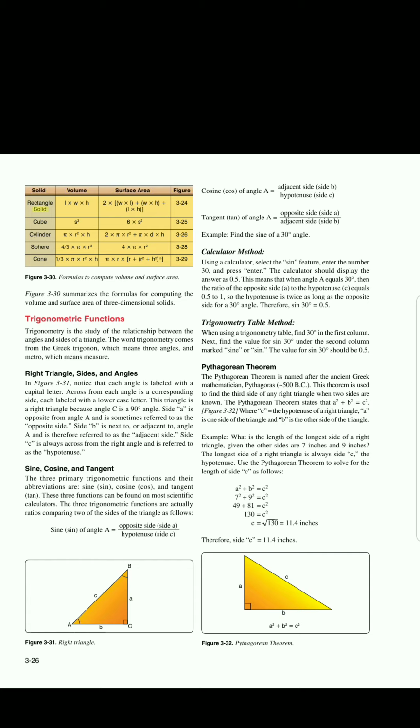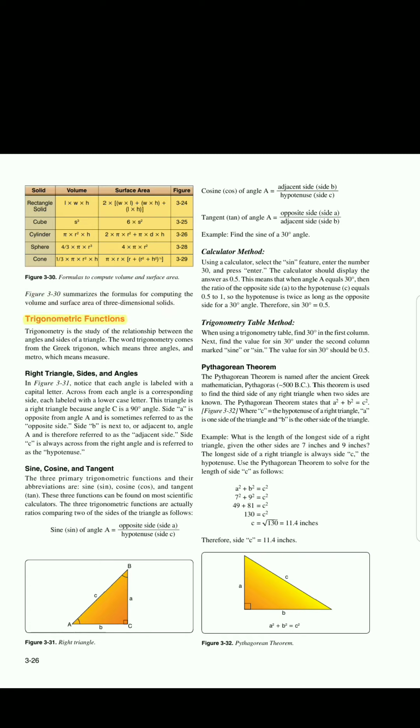Figure 3-30. Solid, volume, surface area. Rectangle solid: L times W times H; 2 times (W times L plus W times H plus L times H). Cube: S cubed; 6 times S squared. Cylinder: pi times R squared times H; 2 times pi times R squared plus pi times D times H. Sphere: 4/3 times pi times R cubed; 4 times pi times R squared. Cone: 1/3 times pi times R squared times H; pi times R times (R plus the square root of R squared plus H squared). Figure 3-30 summarizes the formulas for computing the volume and surface area of three-dimensional solids.